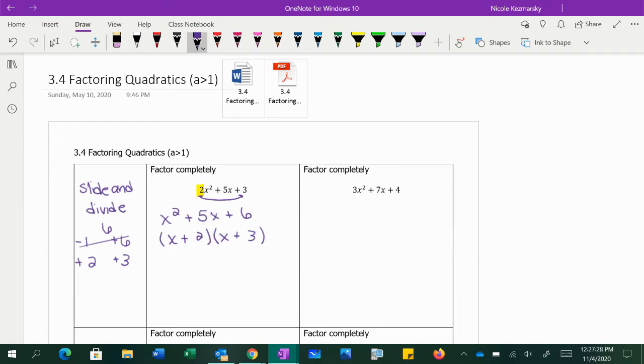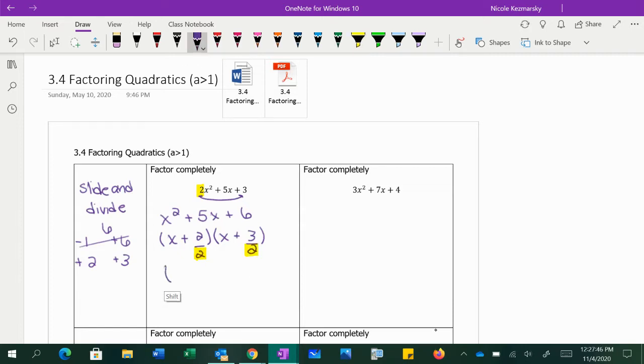The reason this is called slide and divide is because we slid the 2 to begin with and multiplied. We have to divide to put it back. So we're going to divide by 2. And this is the same 2. I'm going to highlight it in yellow because it's the same 2 that we slid to begin with.